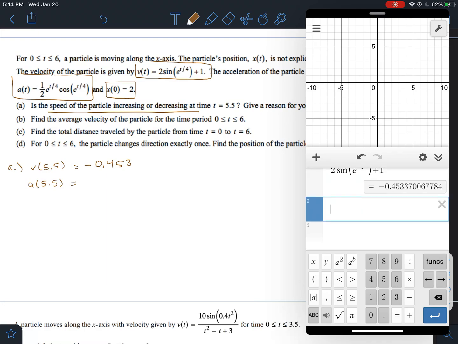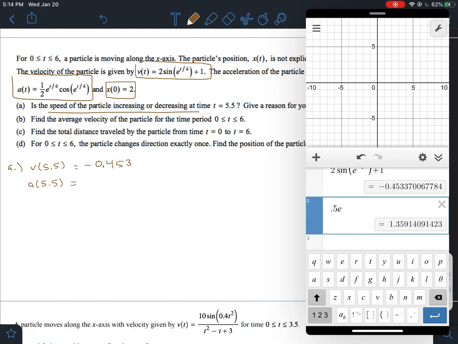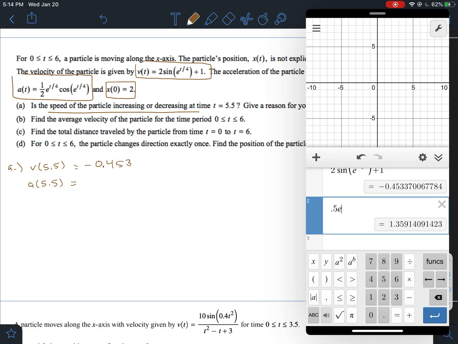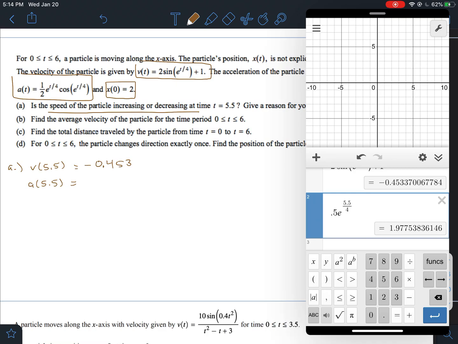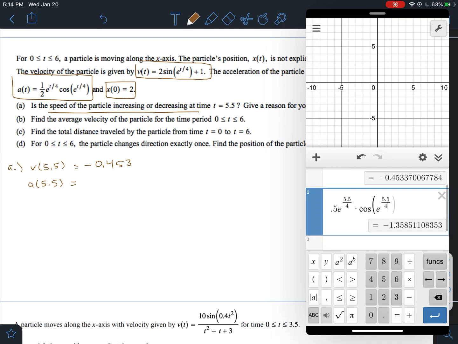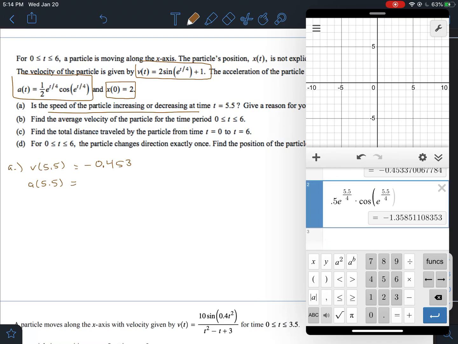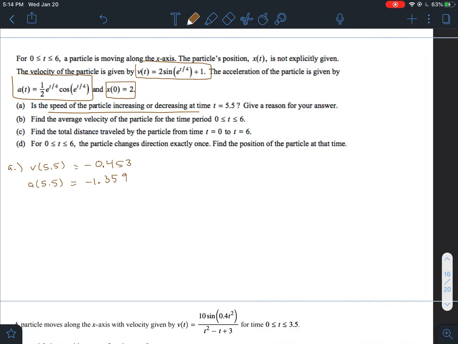And then the acceleration at 5.5 is going to be 0.5 times e to the t over 4, so e raised to the 5.5 divided by 4, and then times the cosine of e to the 5.5 over 4. And no plus 1. So this acceleration at 5.5 is going to be negative 1.359. Notice the acceleration and velocity are both negative.